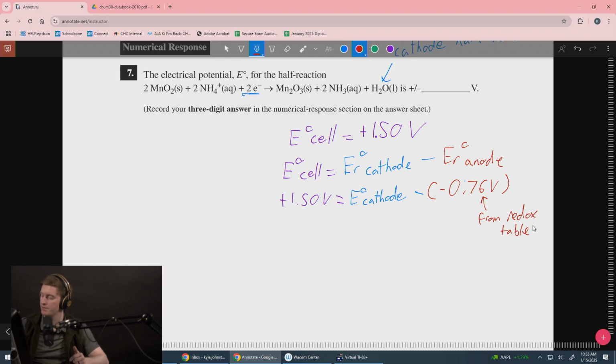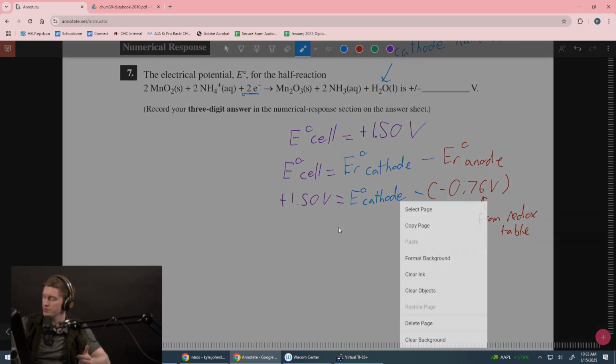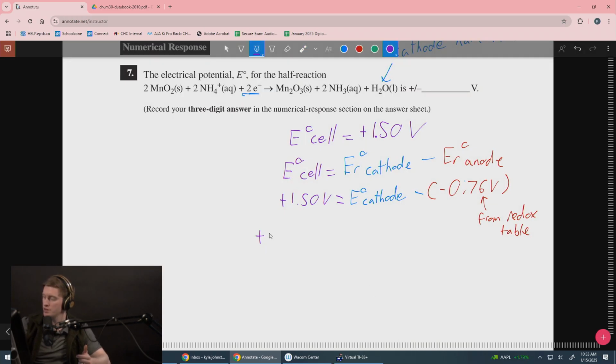And it's the zinc half reaction. So we're just going to add this over to the other side. So we'll do plus 1.50 volts, and then we're going to add a negative 0.76 volts. The signs are important here. And we will end up with a positive 0.74 volts, our electrical potential for this reduction half reaction. 0.74 volts.